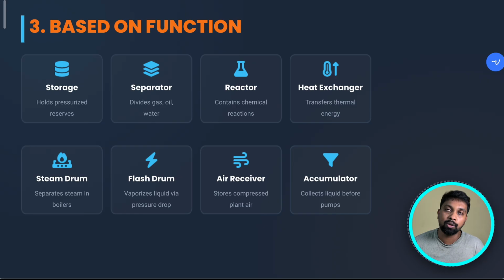A flash drum is mostly used to vaporize the liquid via pressure drop. Air receivers store the compressed air in the plant, which is commonly used in almost all plants to supply air to equipment like valves or actuators, those kinds of pneumatic things. Finally, the accumulator collects the liquid before the pump.